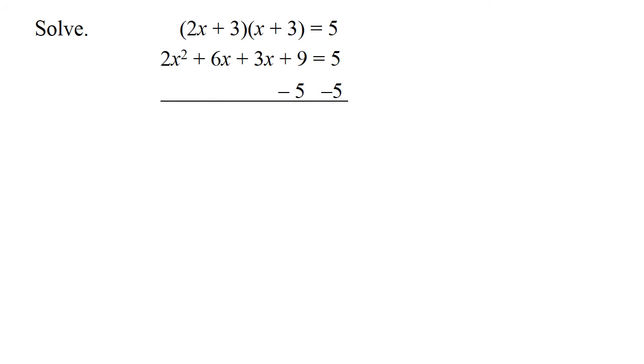Don't leave those two middle terms separated, because that's not necessarily what we're going to end up working with here. We're going to put those together, and we're going to get 2x squared plus 9x plus 4, and we're going to have to factor this.